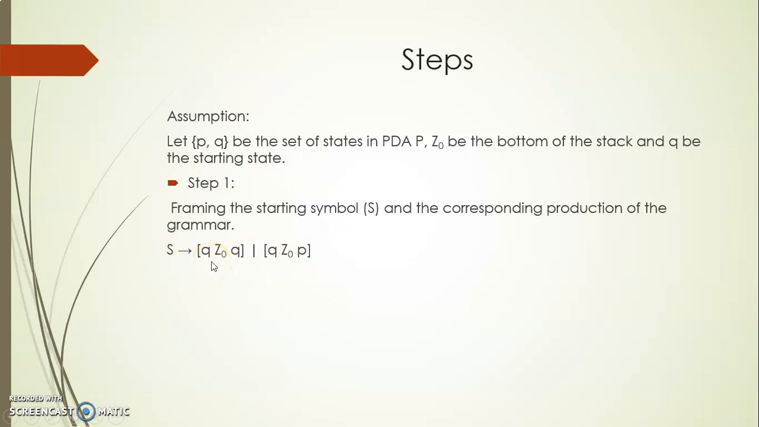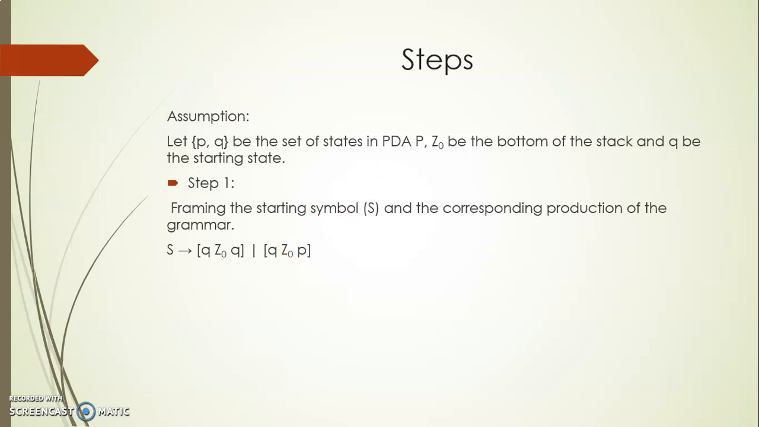Here I am repeating again. Q0 represents the starting state of the PDA, Z0 represents the bottom of the stack, and this Q and this P represent the set of states present in the PDA. For example, if you have one more state, say R, in the PDA, then you will have one more option, [Q0 Z0 R]. Why so? Because Q0 represents the starting state, Z0 represents the bottom of the stack, and the third component ranges over the set of states present in the PDA. This is independent of the transition functions of the PDA.